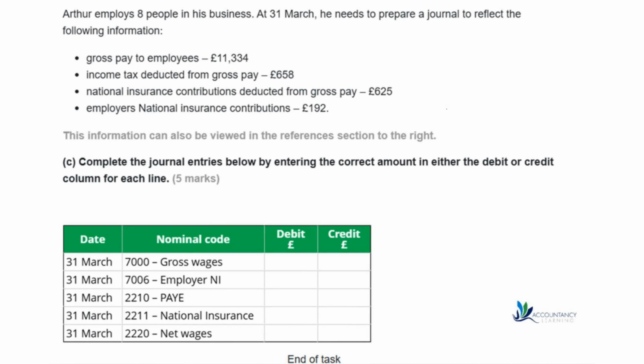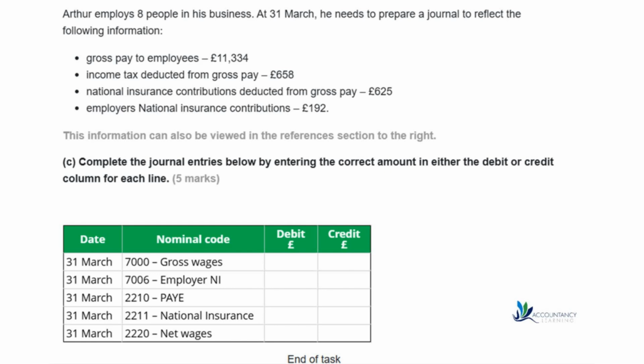The final part of this task then is Arthur employs 8 people in his business. At the 31st of March, he needs to prepare a journal to reflect the following information. And we're given some payroll information there as to what's been paid to employees and what the income tax and national insurance contributions are. So we've got a journal at the bottom here that we need to consider.